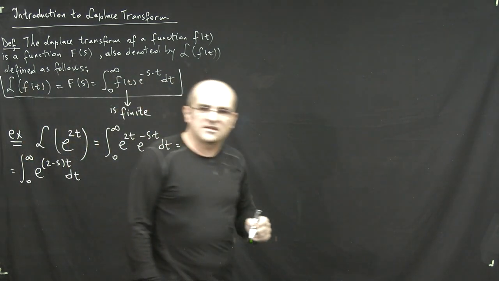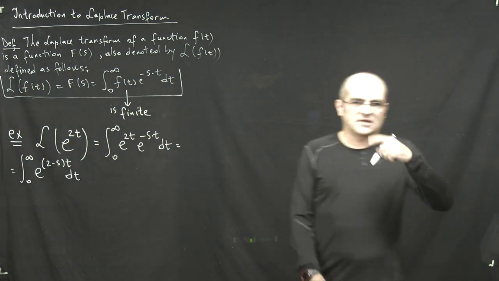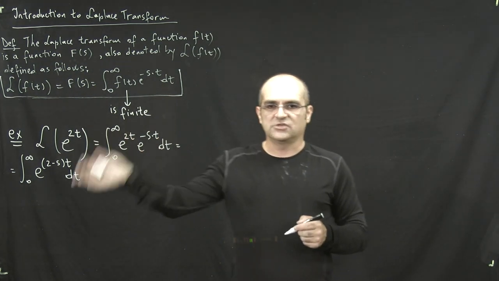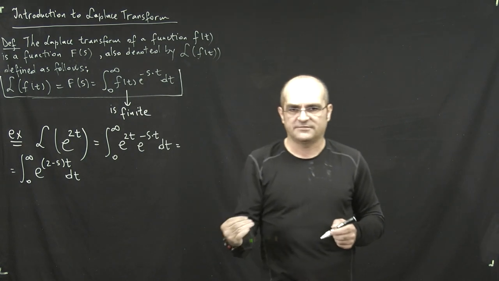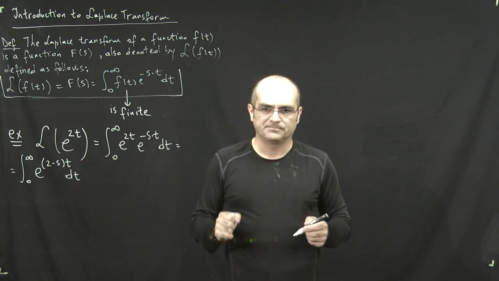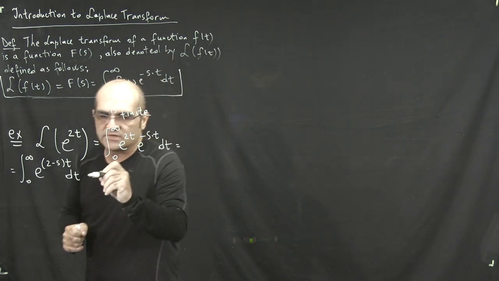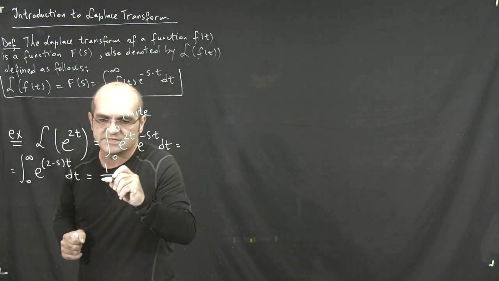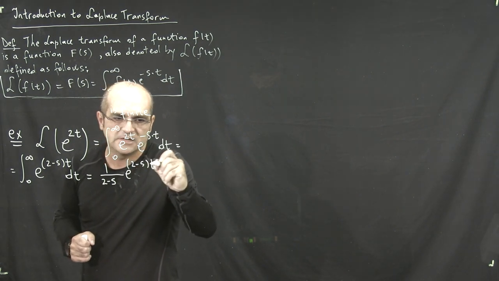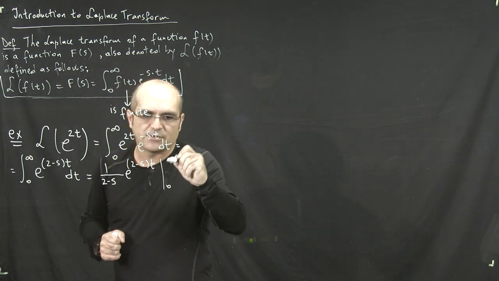This is just like integrating e to the constant times t. Like e to the 5t, the integral will be e to the 5t over 5. 2 minus s is a constant with respect to t. So the antiderivative is going to be 1 over 2 minus s times e to the (2 minus s)t, evaluated between 0 and infinity.